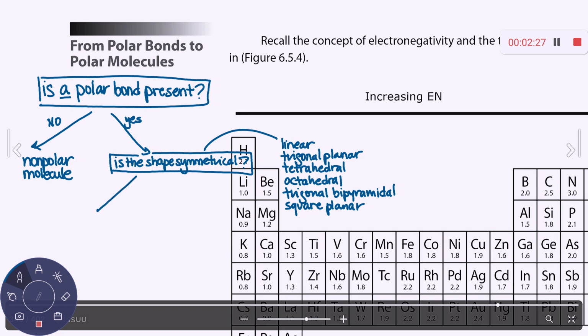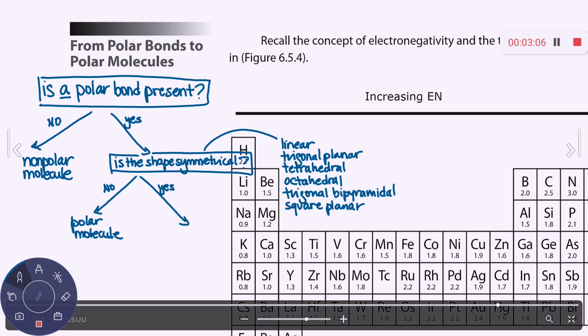If the answer here is no, then it's a polar molecule. That's because in symmetrical shapes, the bond dipoles, which come from polar bonds, will cancel, but if it's not a symmetrical shape, they will not. Trigonal pyramidal is not symmetrical, so the bond dipoles will not cancel. That's why it's a polar molecule, because it throws the electron distribution off.